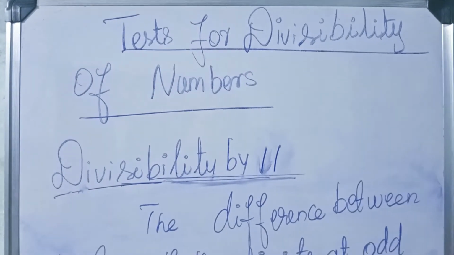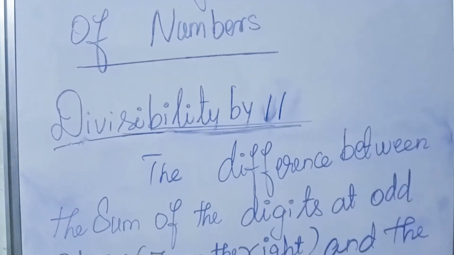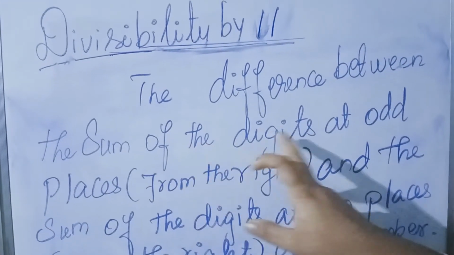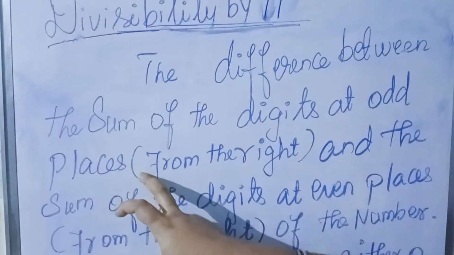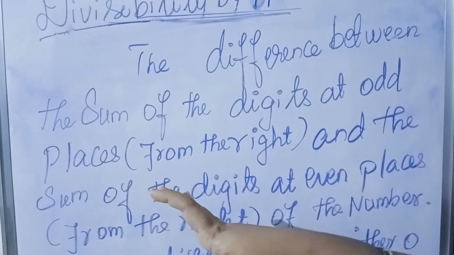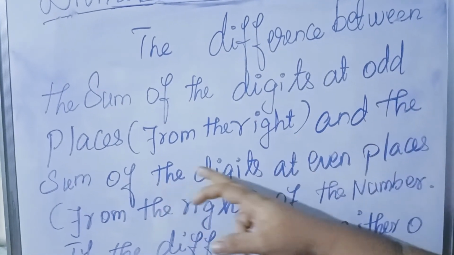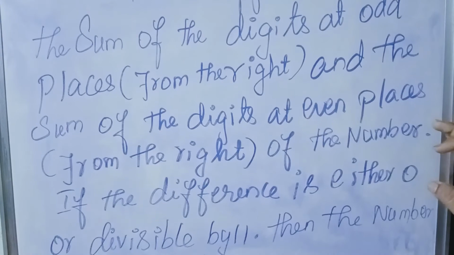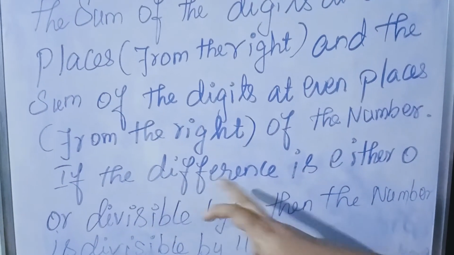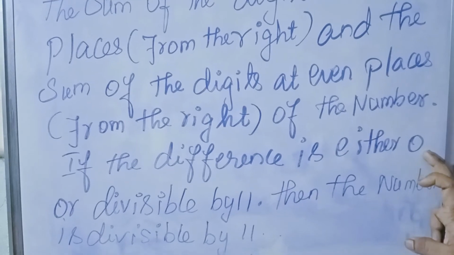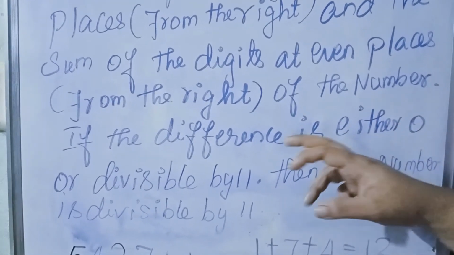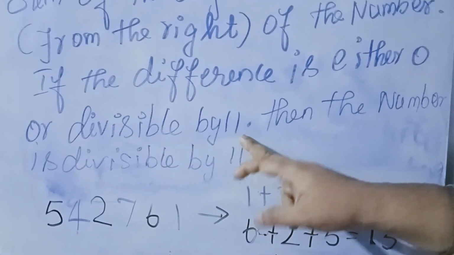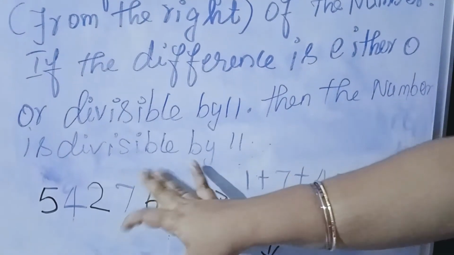Now we are going to see divisibility by 11. Okay, the rule for divisibility by 11. The difference between the sum of the digits at odd places, that means you have to check from the right side, and the sum of the digits at even places of the number. If the difference is either 0 or divisible by 11, then the number is divisible by 11.